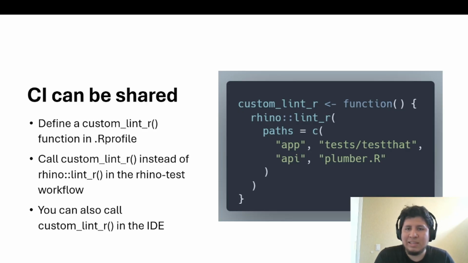Rhino provides the lint-r function that by default only allows you to run your linters inside the app and test folder. So we create a custom linter that allows you to also use it in the API and Plumber R files, correct? So you will call this custom linter in your IDE. You can define it in your R profile, or you can also later use it in your continuous integration workflow file.